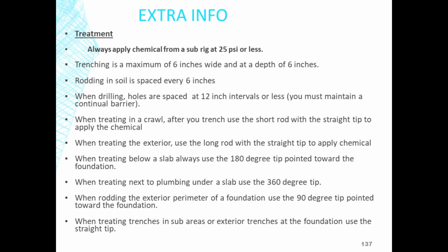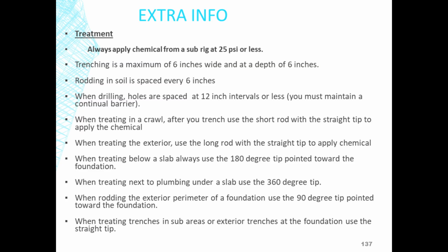Extra info, treatment. Always apply chemical from a sub-rig at 25 psi or less. Trenching is a maximum of 6 inches wide and at a depth of 6 inches. Rodding in soil is spaced every 6 inches. When drilling, holes are spaced at 12-inch intervals or less. You must maintain a continual barrier.